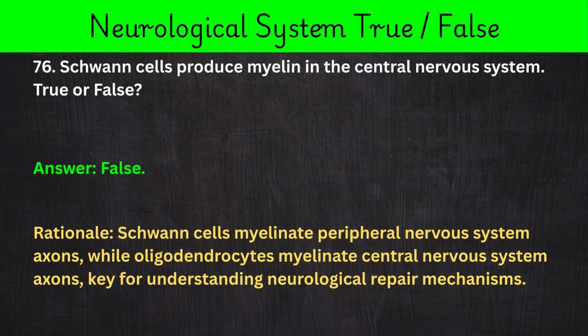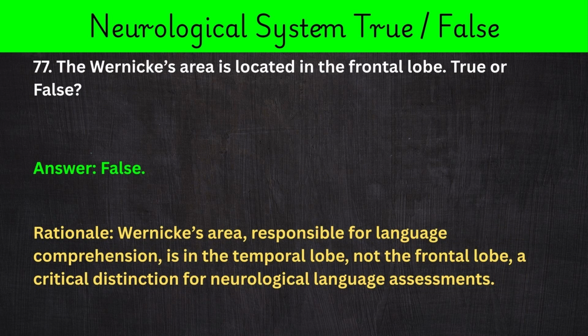Rationale: Schwann cells myelinate peripheral nervous system axons, while oligodendrocytes myelinate central nervous system axons, key for understanding neurological repair mechanisms. 77. The Wernicke's area is located in the frontal lobe. True or false? Answer: false.